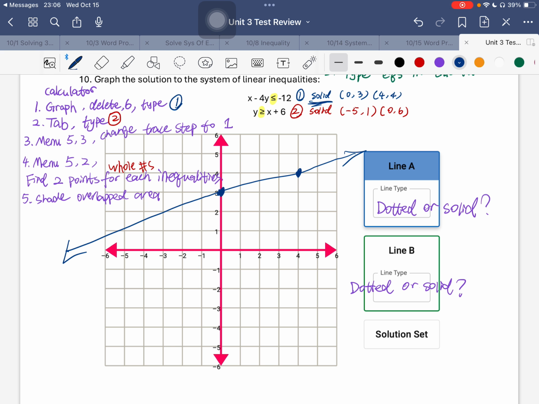The second one is -5, 1. -5, 1 is here. And 0, 6. 0, 6 is here. Now I connect these 2 points using a solid line again, solid line.